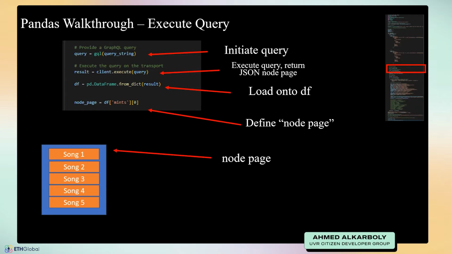And so when I run a function that says, hey, return the length of this node page, it's going to return 50 if I set the limit to be 50. Or if I set the limit in the query to be, hey, return 10 nodes per page, 10 songs per page, it's going to return 10 for the length of that object.